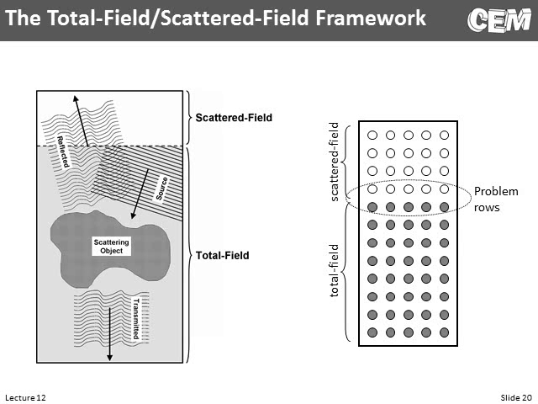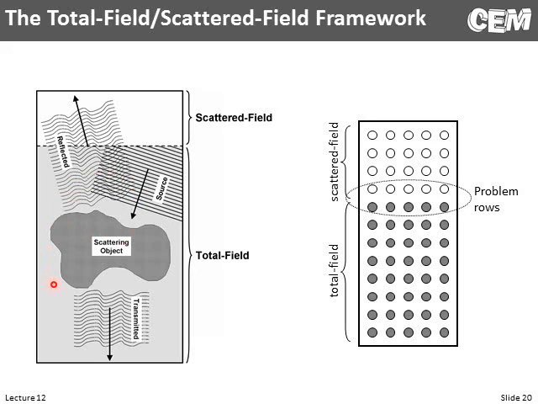The first thing we're going to do is divide our grid into two dominant regions. And so this little dashed line is dividing the regions. We'll have a total field side and a scattered field side. On the total field, we have both the source and the waves that are scattered from whatever object we're modeling.